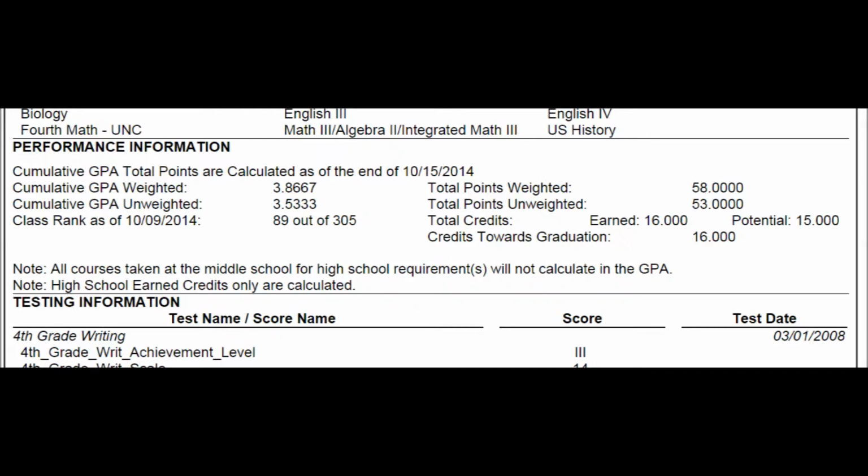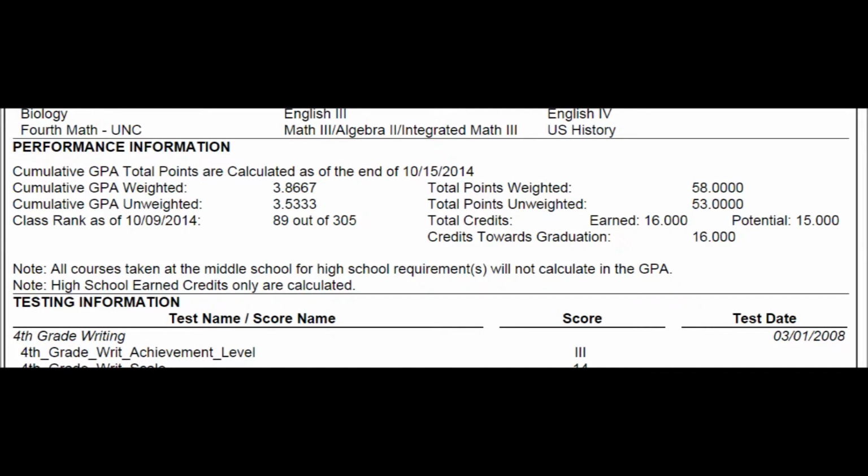So by looking at those two numbers and comparing them, that is a quick indicator to a college admissions recruiter or a scholarship committee that you have taken advanced courses if those two numbers are different.